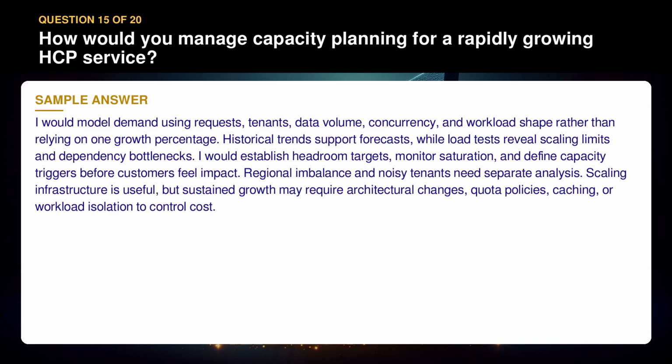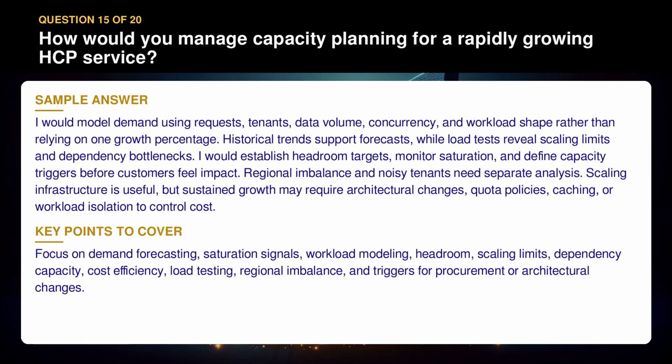Regional imbalance and noisy tenants need separate analysis. Scaling infrastructure is useful, but sustained growth may require architectural changes, quota policies, caching, or workload isolation to control cost. Focus on demand forecasting, saturation signals, workload modeling, headroom, scaling limits, dependency capacity, cost efficiency, load testing, regional imbalance, and triggers for procurement or architectural changes.